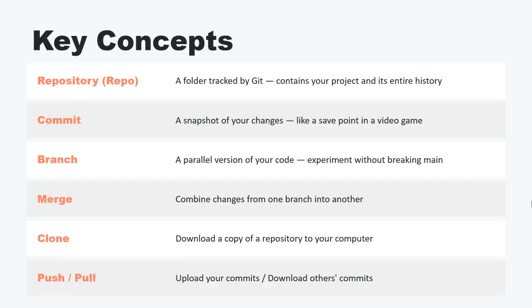A branch is a version of your code. This allows you to experiment without breaking your main repo. A merge is combining changes from one branch into another or into the main repo. And clone is to create a copy of another repo locally, or on GitHub. And push and pull is to upload and download others' commits respectively.